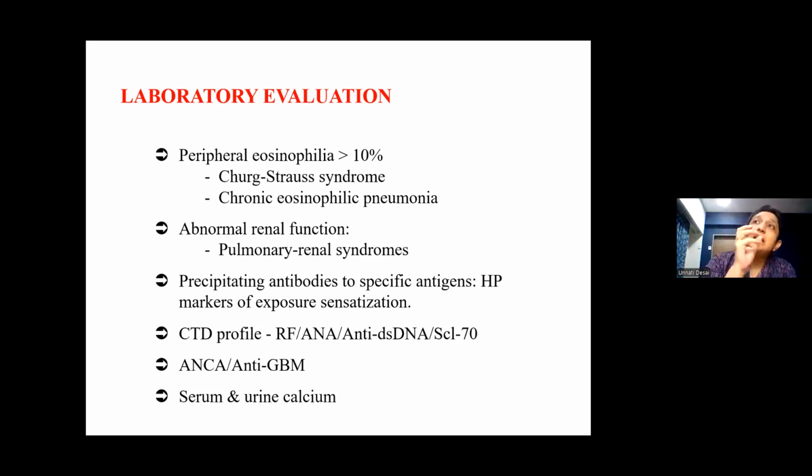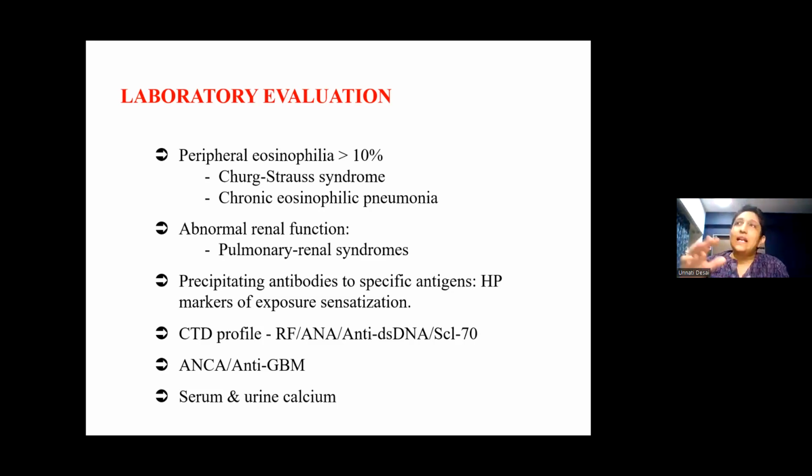Similarly, there are certain diseases like Wegener's granulomatosis, or anti-glomerular basement membrane disease, which may involve the kidneys as well as the lung, and these are also known as pulmonary renal syndromes. Okay.